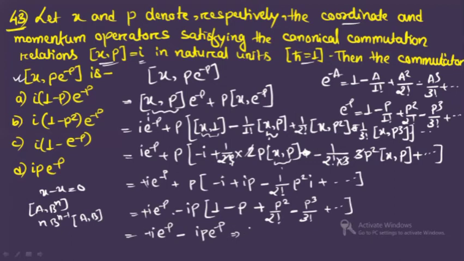So you see here, you will have only I e to the power minus p common, clear? And within the bracket, this entire term is taken common, you will have here 1, and here minus p. So it is I e to the power minus p in bracket 1 minus p. So this is option A, I e to the power minus p times 1 minus p.